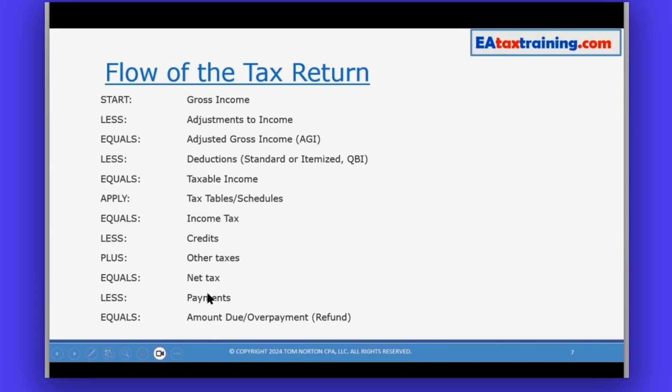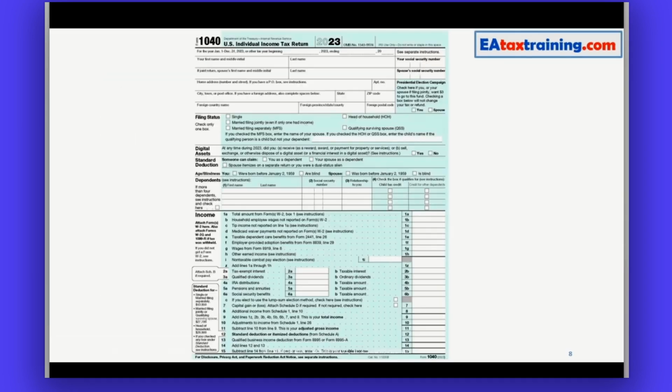But when we subtract those payments from the net tax, that finally gives us our amount due to the IRS, or our overpayment, or what we might call your refund that is due from the IRS. So let's see what all of that looks like on the actual tax form itself.